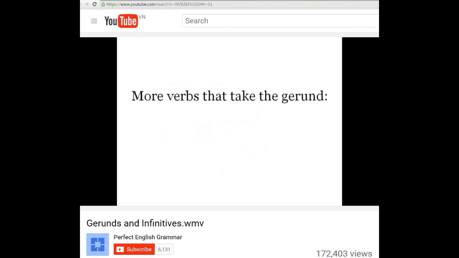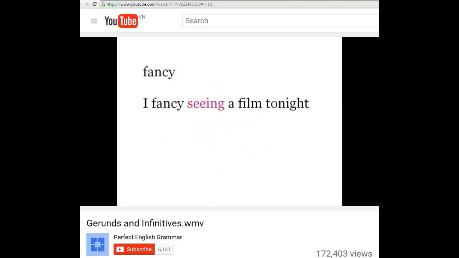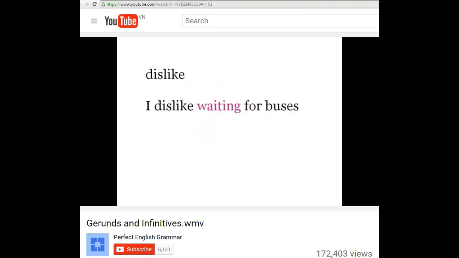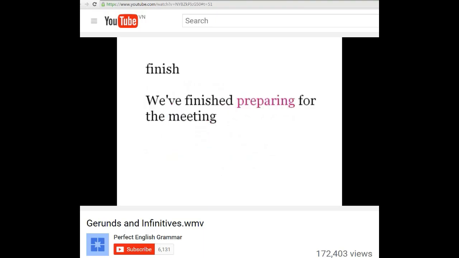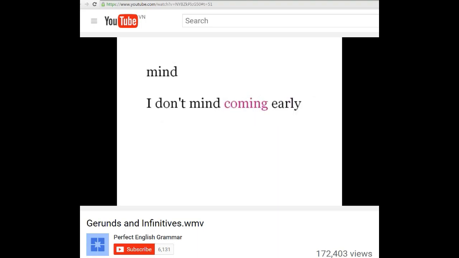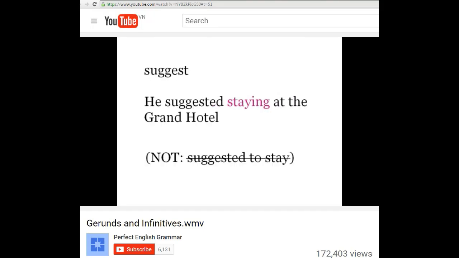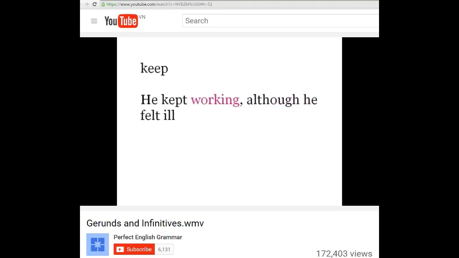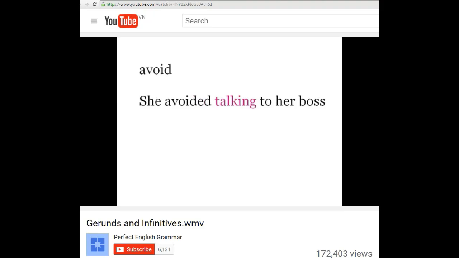Here are more verbs that take the gerund. Fancy. I fancy seeing a film tonight. Discuss. We discussed going on holiday together. Dislike. I dislike waiting for buses. Finish. We've finished preparing for the meeting. Mind. I don't mind coming early. Suggest. He suggested staying at the Grand Hotel. Recommend. They recommended meeting earlier. Keep. He kept working, although he felt ill. Avoid. She avoided talking to her boss.